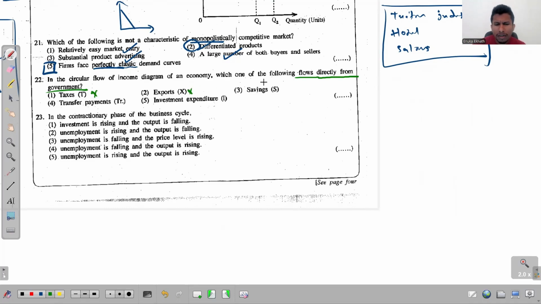Exports are not related to the government, savings again not related to the government. See, transfer payments flow from the government to the households. It flows from the government to the business firms. And this is the flow that starts from the government. Investment can be done by the government or by the private sector, so that is not directly related to the government. Even if an economy has no government, we have investments. So this can never be the answer. Right. So 22, fourth is the answer. 23, look at this one.